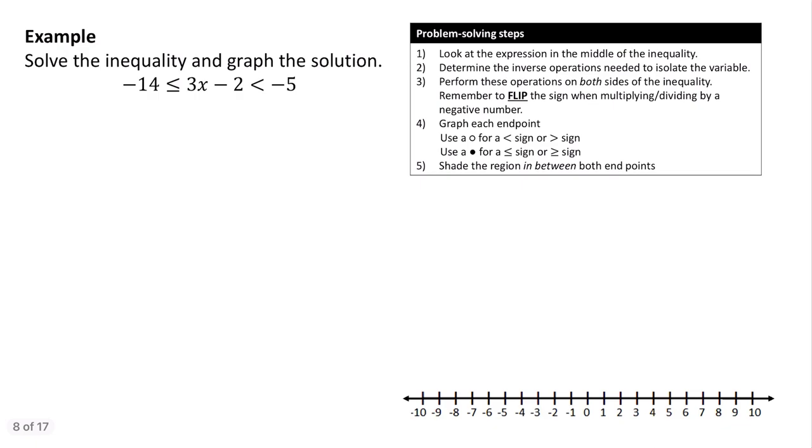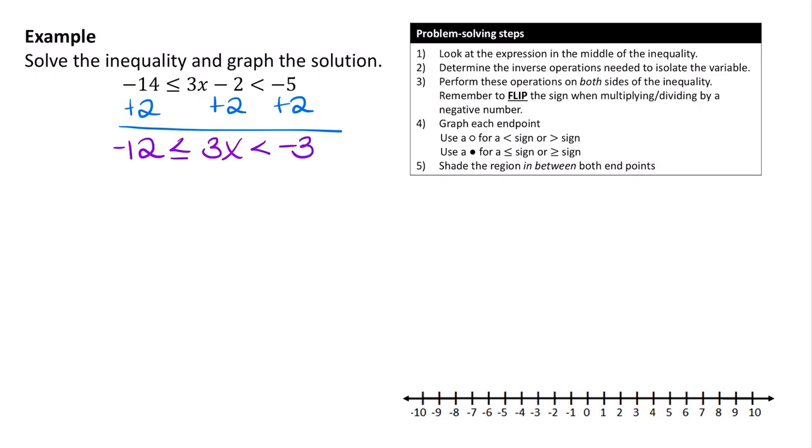So now let's try solving this inequality and graphing our solution. So what do we do in 3x minus 2 to get x by itself? Well, I'm going to start off by adding 2, right? So I'm going to add 2 everywhere in my inequality. So negative 14 plus 2 is going to give me negative 12. And then I have less than or equal to 3x, and then I have less than negative 5 plus 2, which is negative 3.